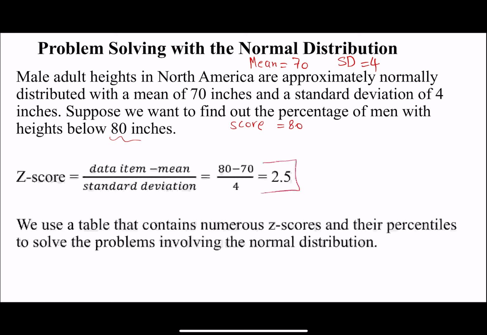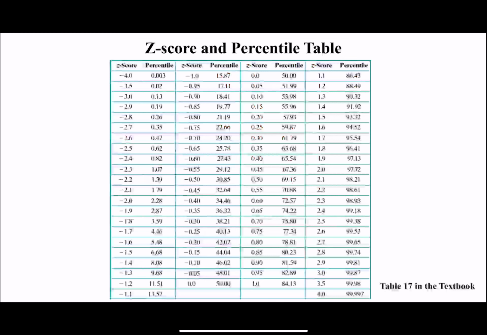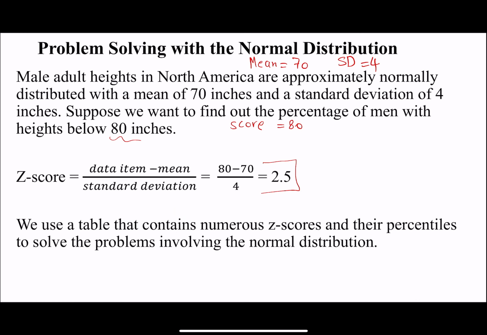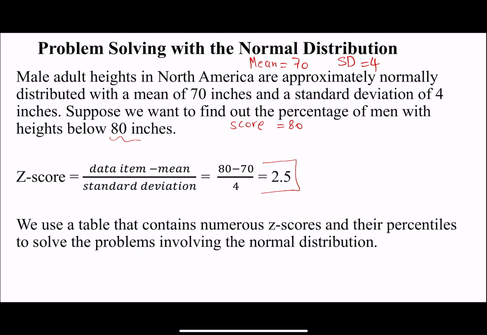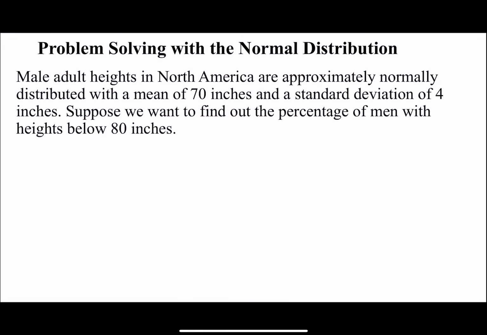Okay, whenever we want you to find a percentile, you will be given a table that contains the z-score and the corresponding percentile. So here we found the z-score. Now I need to use this table. The z-score is 2.5. I find positive 2.5. Here it is. What is the percentile? 99.38. So it means that 99.38% of men have heights lower than 80 inches. That's the meaning of percentile.